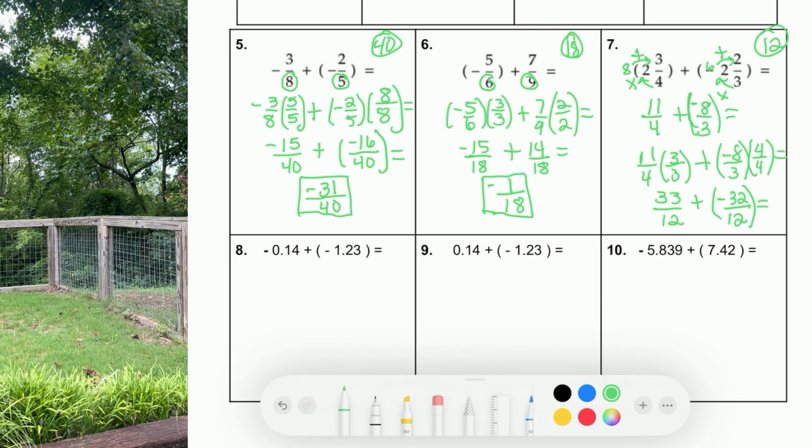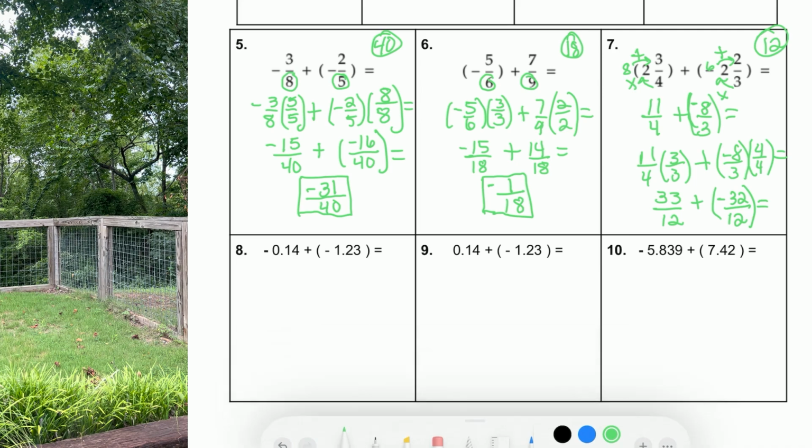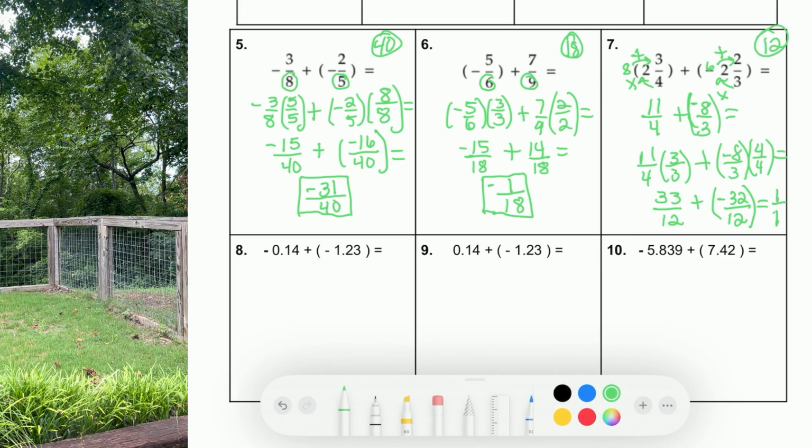Taking the difference between 33 and negative 32 is going to be 1, and then 12. And then the 33 is greater than 32, so our answer is actually going to be a positive number.